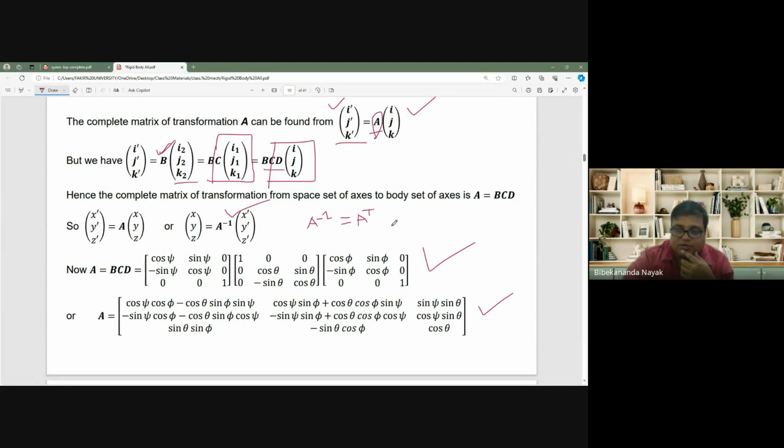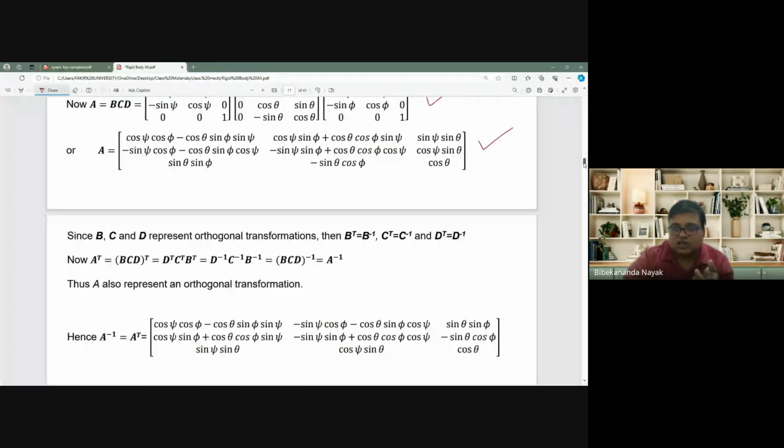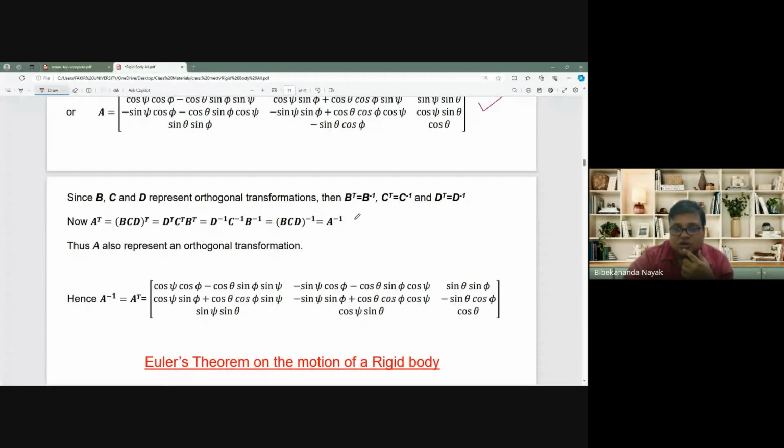For an orthogonal matrix, A transpose is equal to the identity. But we know that A inverse is also the identity, so A transpose is the inverse. So it is an orthogonal transformation. If you transpose, you can take the inverse. For orthogonal transformations, the inverse is the transpose.